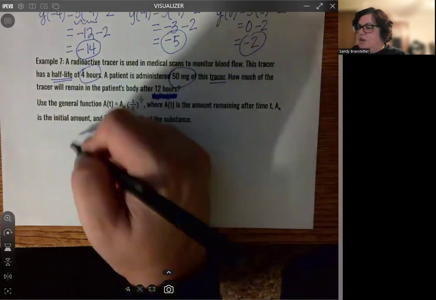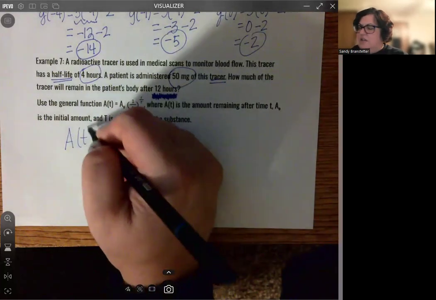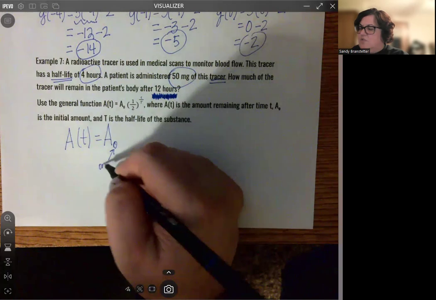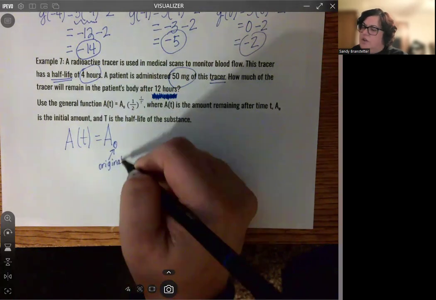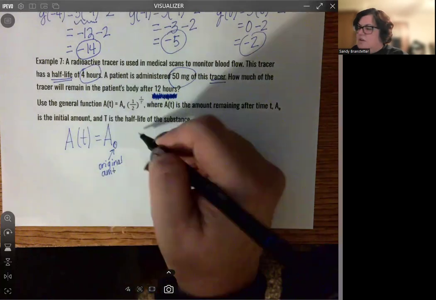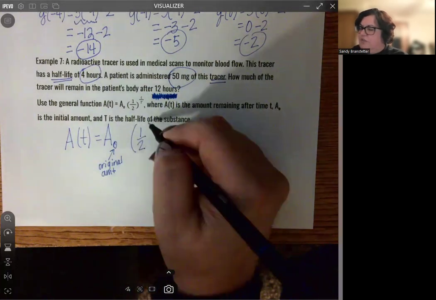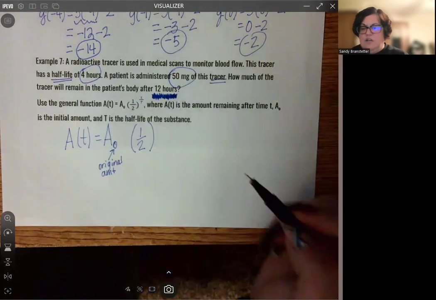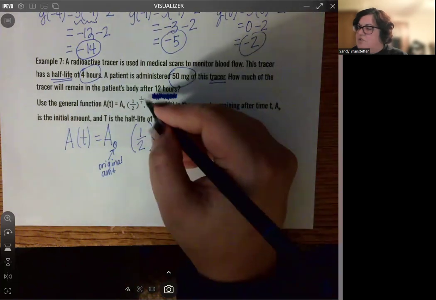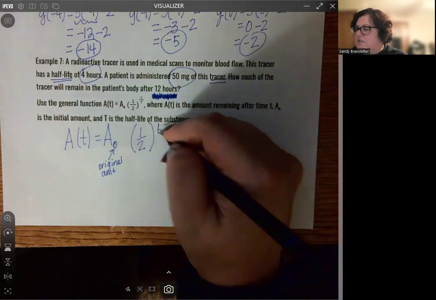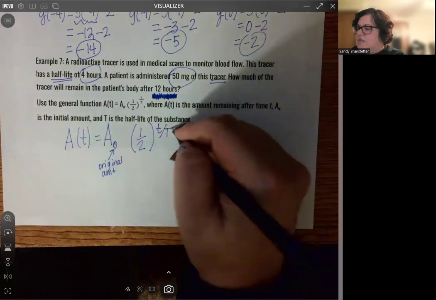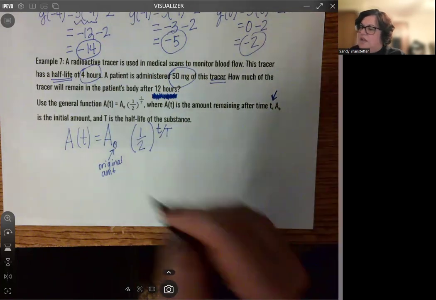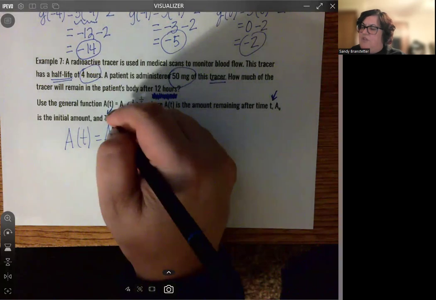So our general form here is A of T equals A sub O. That O stands for original amount times 1/2, because it's called a half-life, half of it's left after 4 hours. And then our power right here that you may or may not be able to see really easy is little t over capital T. Our little t stands for time, and our big T is the half-life of the substance.